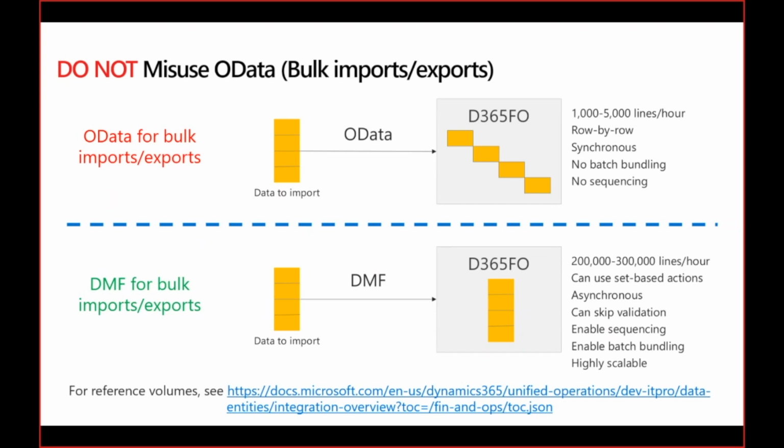The other one at the bottom is DMF, where you can go to much larger volumes, as an estimate here, 200,000-300,000 lines per hour, of course depending on the workload, how you designed your entities, if you use parallelism, and if you use set-based operations. This can be really highly scalable.